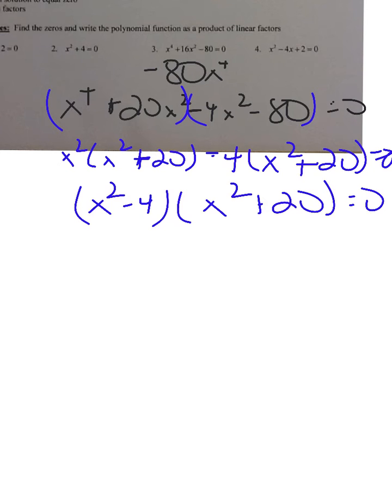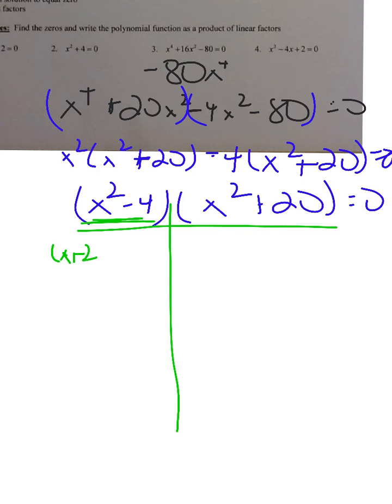Okay, so now this here on the left can actually be factored again. That's the difference of two perfect squares. So that's x plus 2 and x minus 2 equals 0. So my zeros, or my roots, are 2 and negative 2.